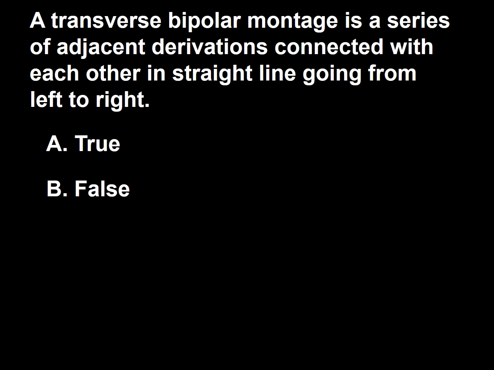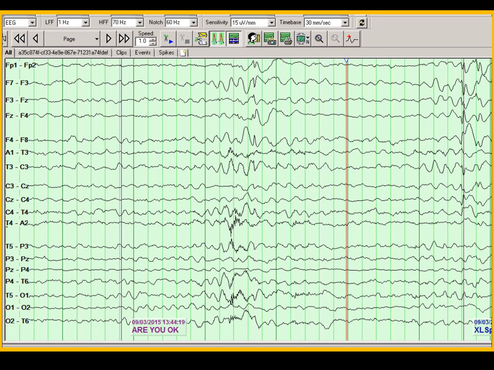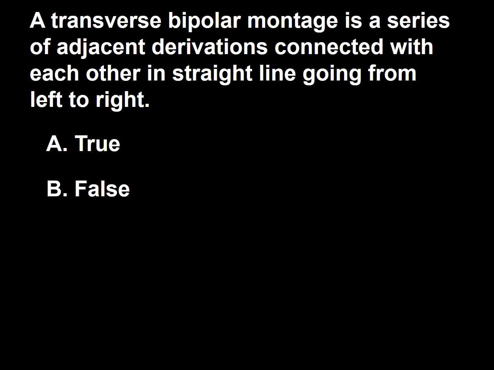Next question. A transverse bipolar montage is a series of adjacent derivations connected with each other in a straight line going from left to right. A true, B false. This frame shows a transverse montage. On top we see FP1 to FP2. Below we see from F7 to F8. Below that we see from A1 to A2. Below from T5 to T6 going through PZ. And just below that we see going from T5 to T6 but going through the occipital region. So the answer to this question is true.